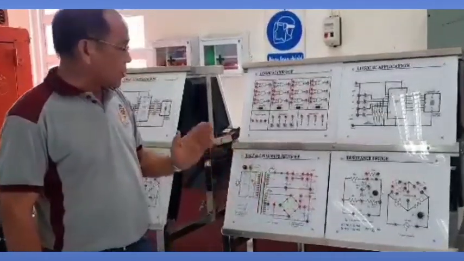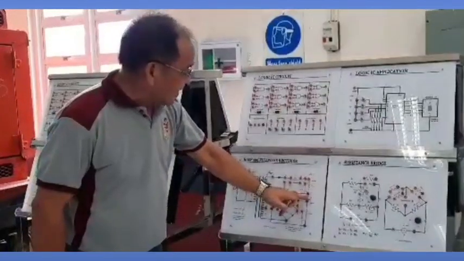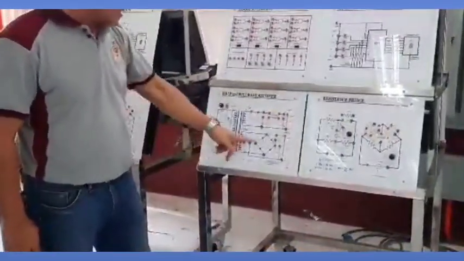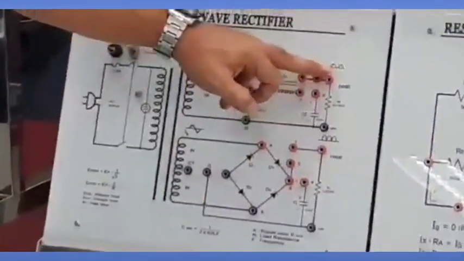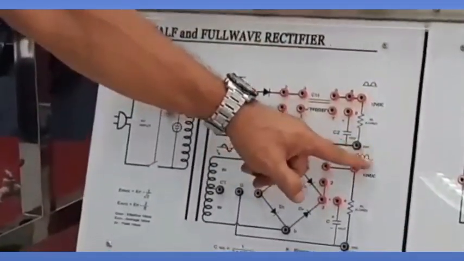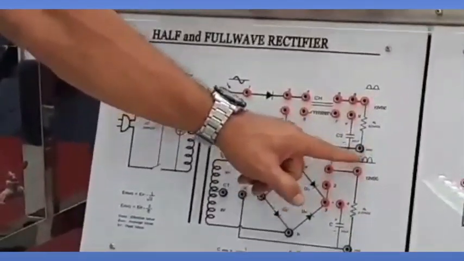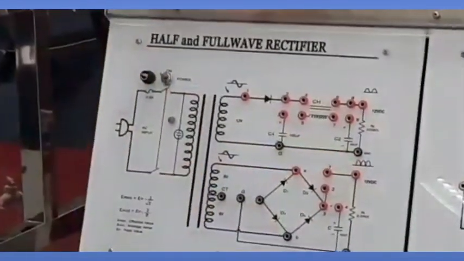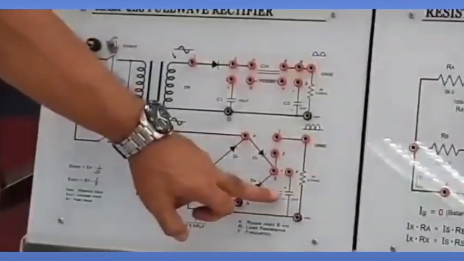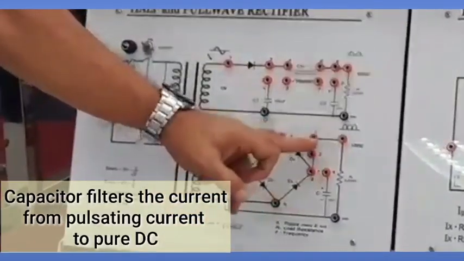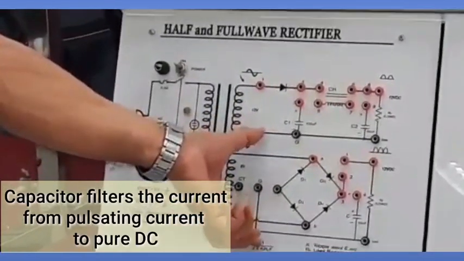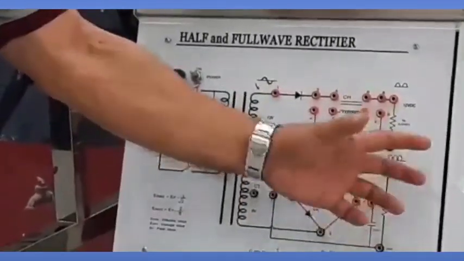The current will move faster in this circuit compared to this one. As you see, here there is a gap, and here there is no gap between the cycles or between the movements of the current. And then we have here the capacitor. The purpose of the capacitor is to filter the current from pulsating current to pure DC. That is what we call ripple current.